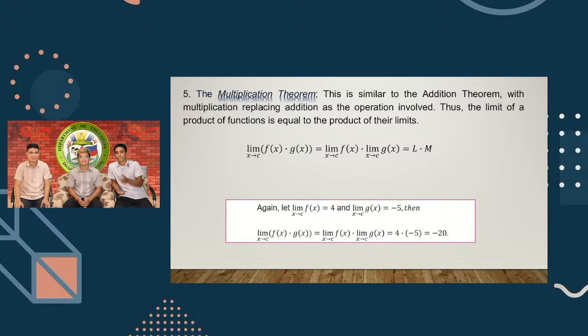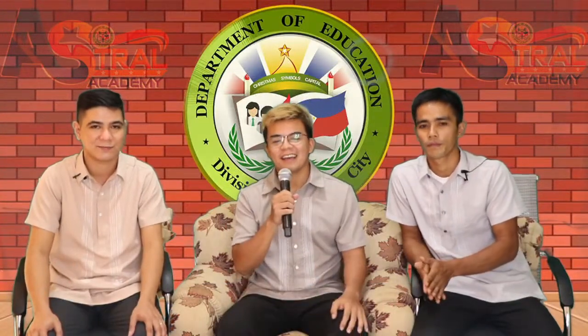Yes, sir. But we would like to inform our learners, sir, that the addition and multiplication theorems may be applied to sums, differences, and products of more than two functions. That's right. Additionally, the constant multiple theorem is a special case of the multiplication theorem. Indeed, in the multiplication theorem, if the first function f of x is replaced by a constant k, the result is the constant multiple theorem.